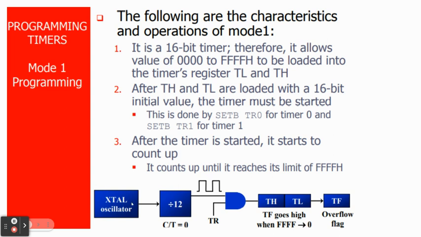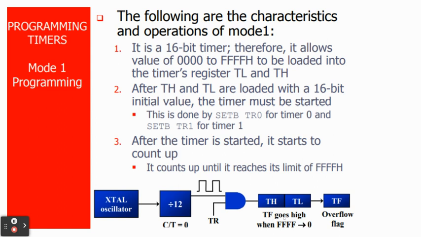This is the crystal oscillator. And you have here the block that says divided by 12. And you have the C/T equal to 0, so this will operate as a timer. And what will happen is it will start to run, and the TF will go high, for example. The TF is the flag of the timer. So while the TF is equal to 0, we will just continue to count up.